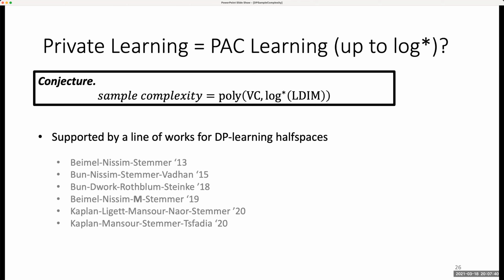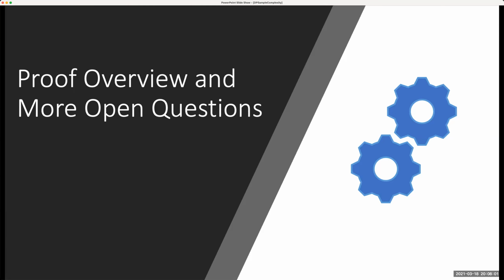Unless there are more questions about the main result or this conjecture, I will now move to talk about the proof. I will try to give you some ideas about the proofs, or at least an overview. But first, if there are any questions, I'll be happy to take them. Nothing? Okay, great.